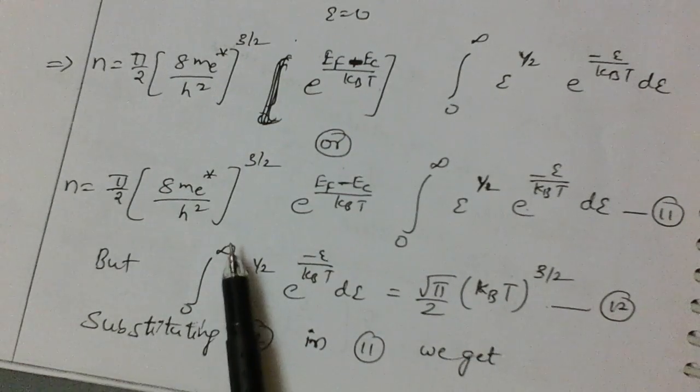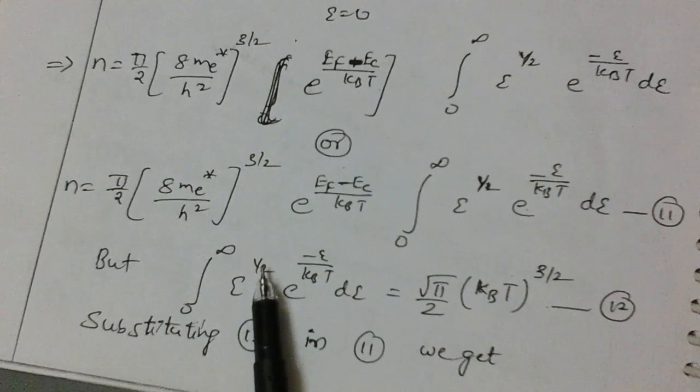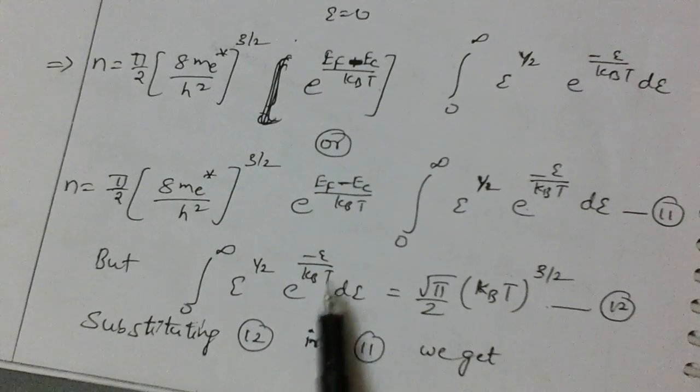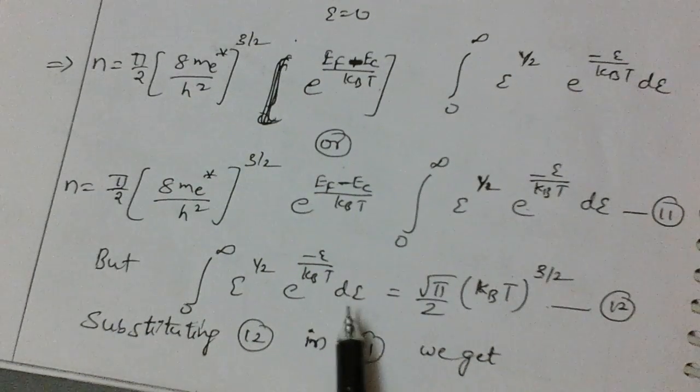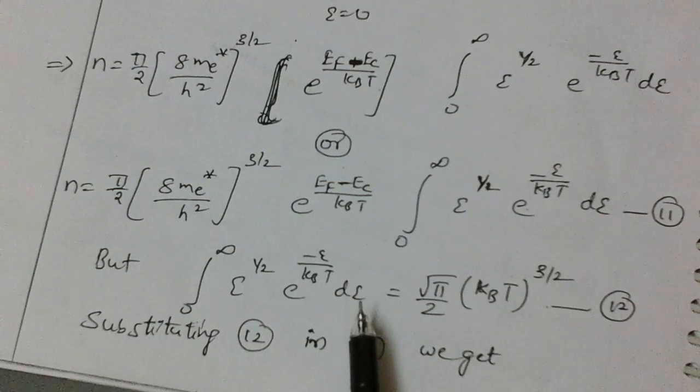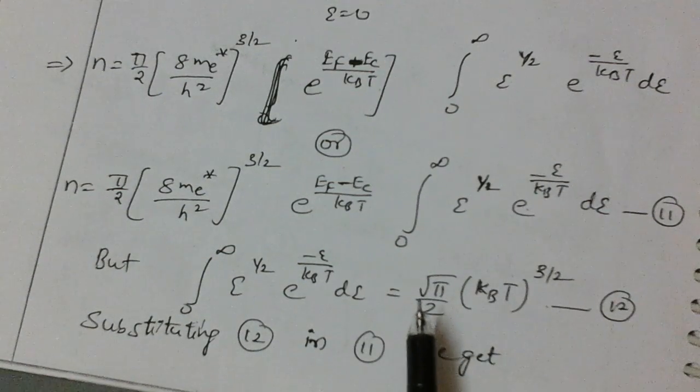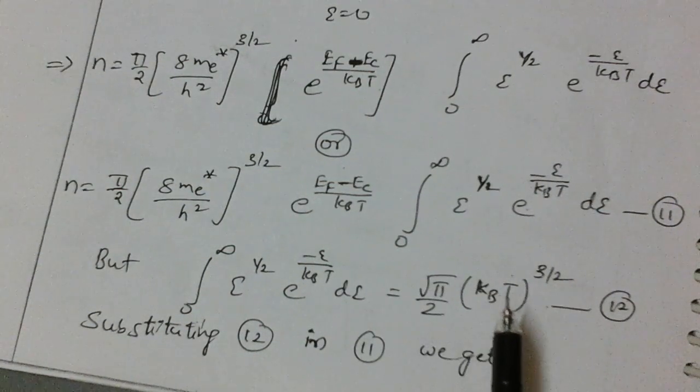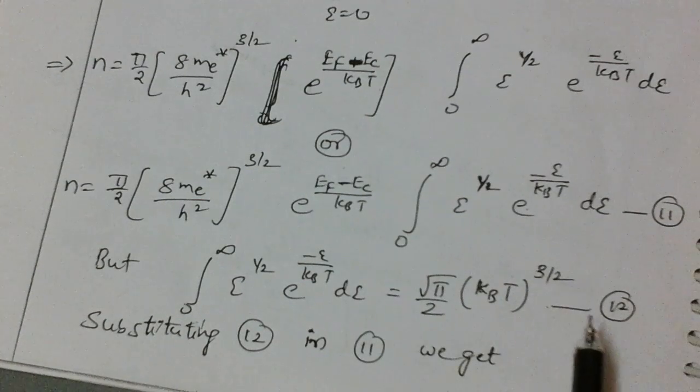So the integration from 0 to infinity of E to the power 1 by 2, e power of minus E by kBT, into dE. Its value after integration we get directly: root pi by 2 into (kBT) whole power 3 by 2, equation number 12. This you have to remember, that's all. If you have the patience you can derive it, but it takes much time. Why waste your time? It's physics, so you have to do all the derivations, which is important.